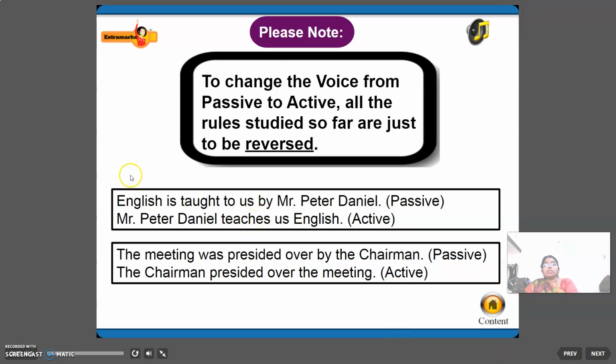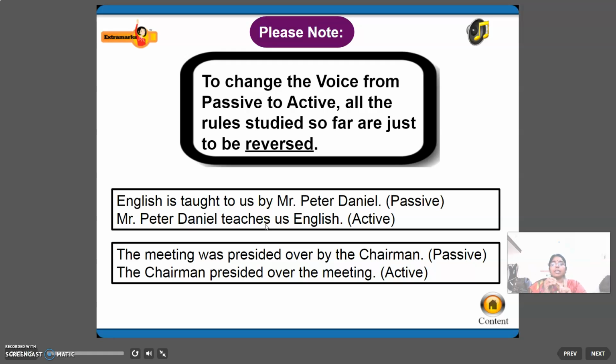Teaches. Since "taught" is there, you have to identify it as present tense. Mr. Peter Daniel is third person singular, so you have to use verb plus s or es, that is, teaches. Teach will be changed to teaches. Singular, third person singular, present tense: you have to use verb plus s or es.